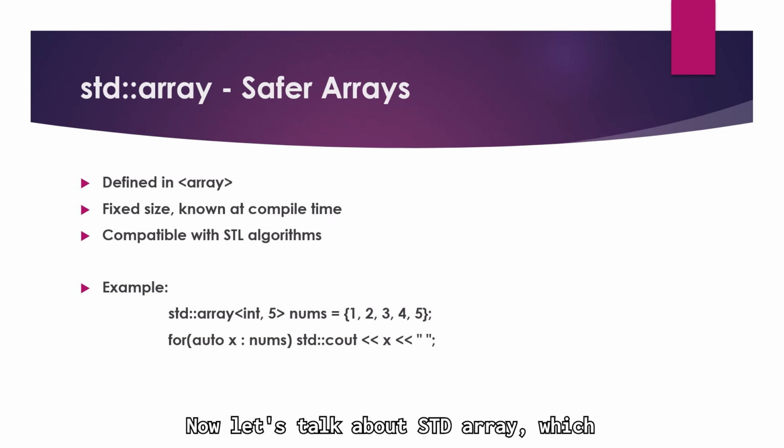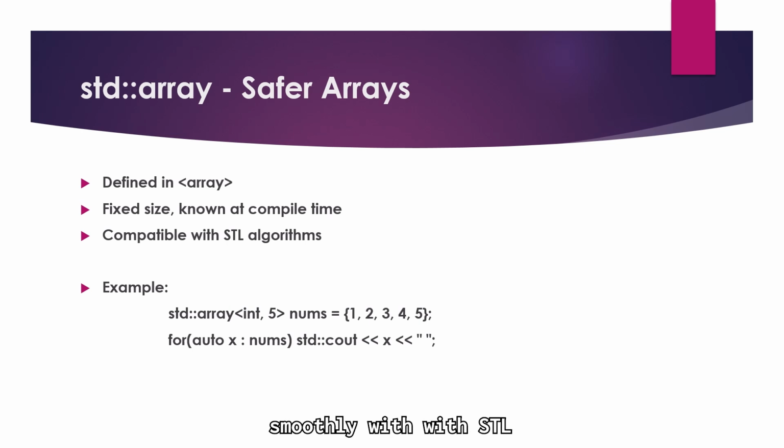Now let's talk about std::array, which is a safer and more powerful alternative to traditional C-style arrays. Defined in the array header, std::array has a fixed size that is known at compile time. This gives us the safety of bounds checking when accessing elements, and it integrates smoothly with STL algorithms like std::sort, std::find, and std::for_each. Unlike a regular array, you can directly use these algorithms with std::array, which makes it a much more modern and reliable choice for fixed size collections.